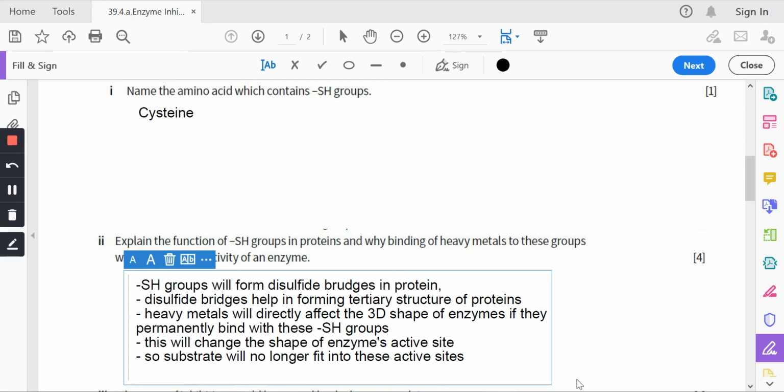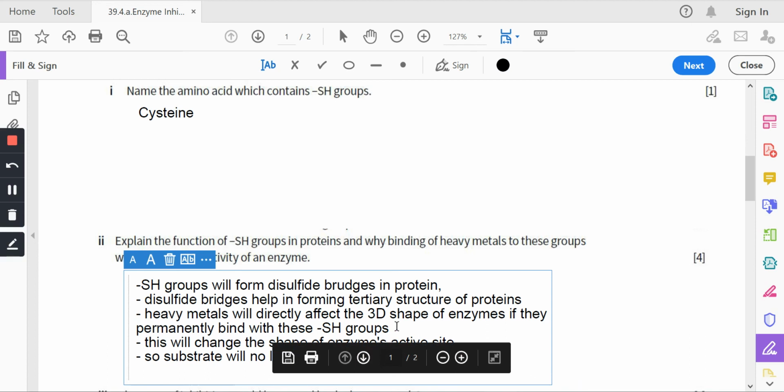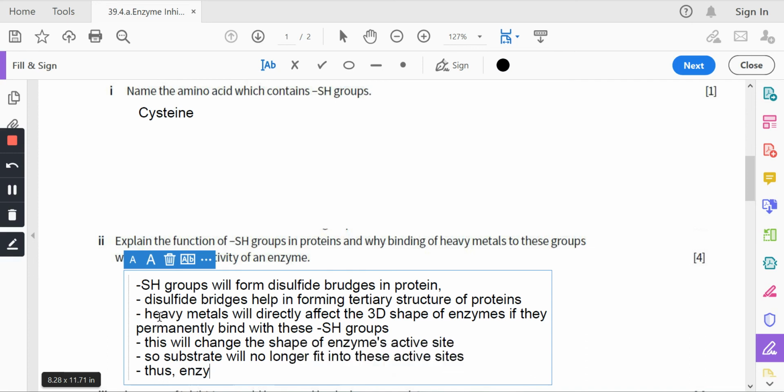Now if the SH groups are in the active site, it will change the shape of the active site. If the SH groups are in the allosteric site, then the heavy metals will bind to the allosteric site and can change the active site. So you can add those details in this answer also. So finally you can say thus the enzyme's activity gets affected.